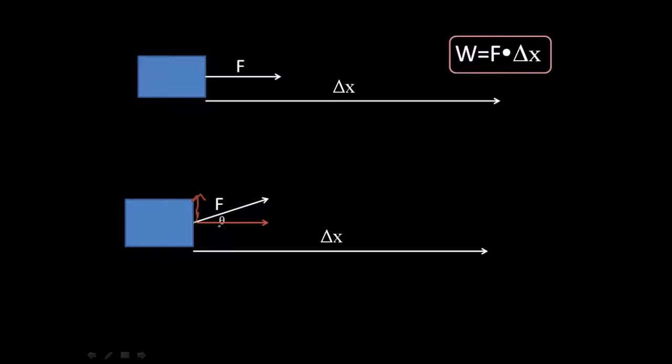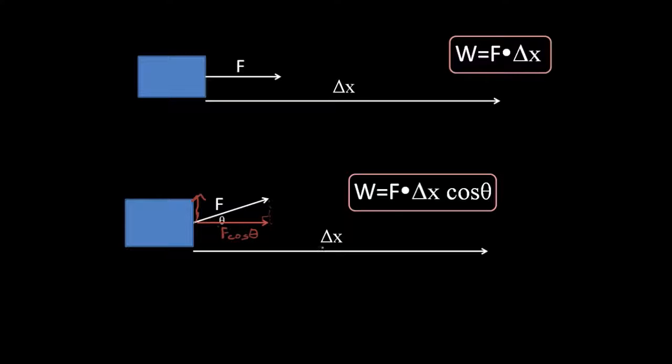How do we calculate this component? Well, thinking of it as a right triangle here, we can calculate this by using the cosine of the angle. And so if we talk about F times the cosine of theta, that is the horizontal component of the force. That's the component of the force that's parallel to the displacement. And that's what you would multiply by the displacement to get the work. And so that yields this extremely important formula.